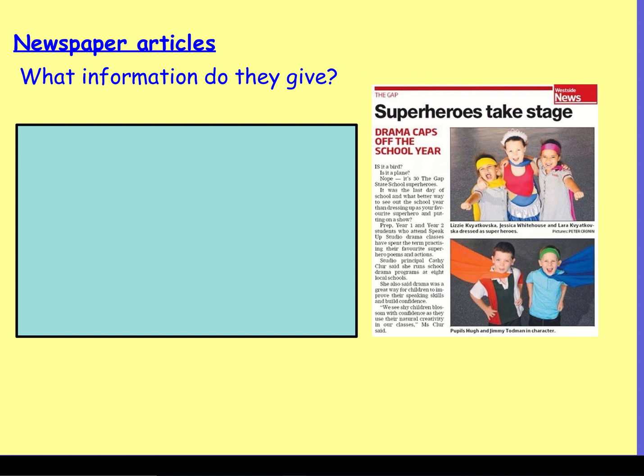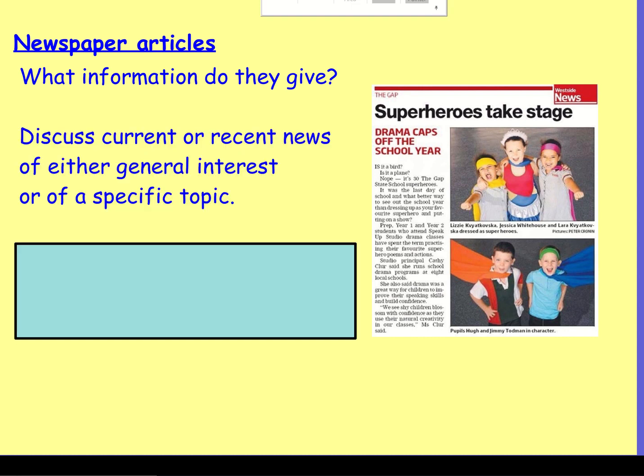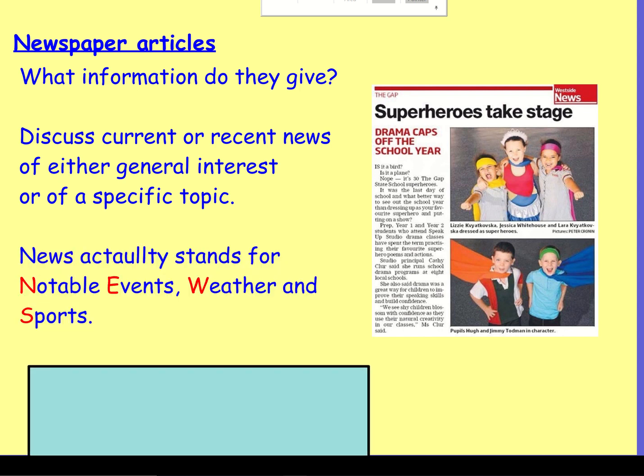What do newspaper articles give? Like, what information is it that they give? So pause the video, tell someone in the room, or jot it down on a piece of paper. What information do newspapers give? Newspapers discuss current or recent news of either general interest or a specific topic. So it's just like the news that you will see on TV, but in paper form. News itself actually stands for noticeable events, weather and sport. So that's the type of topics that they will cover.